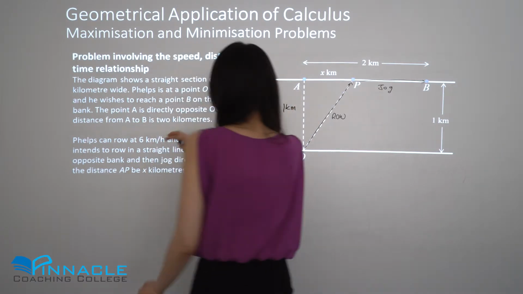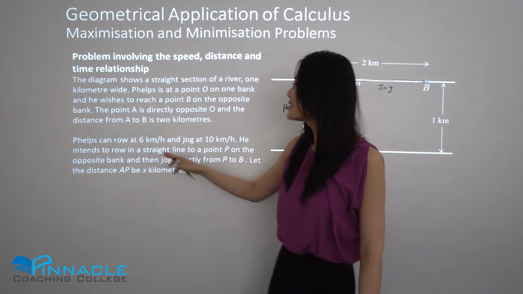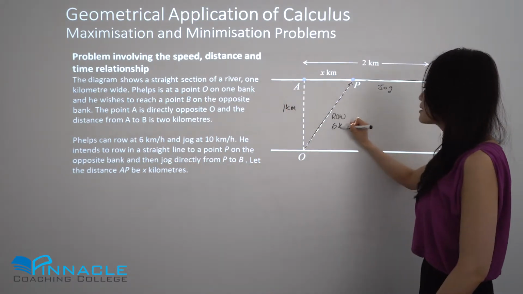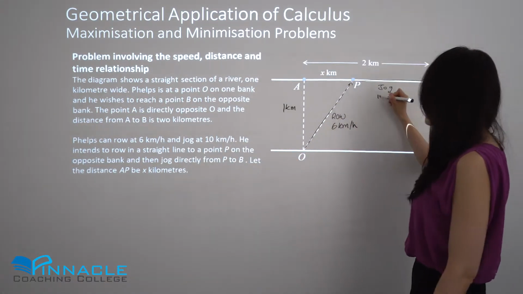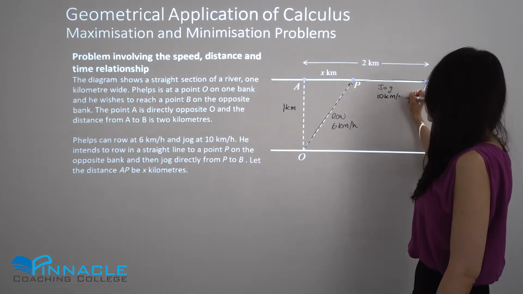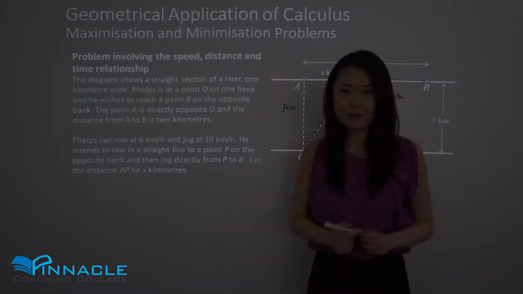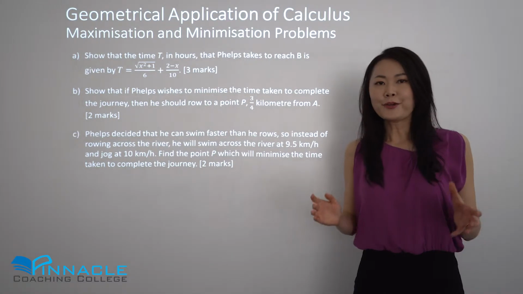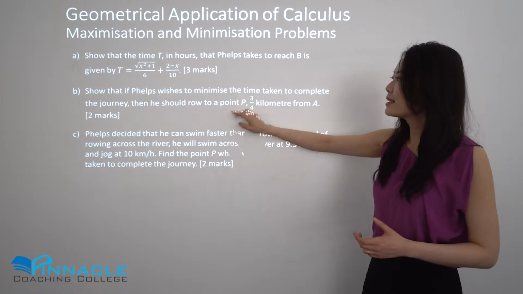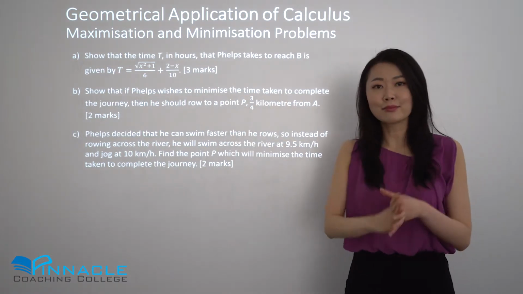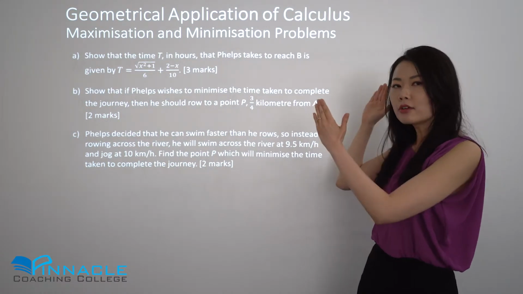If you read the question, we have Phelps here who can row at 6 kilometers per hour, so that's the speed of rowing. And he can jog at 10 kilometers per hour. That's all we know so far. Let's take a look at the question itself. What we are trying to do, in the second part, is minimize the time it takes to complete the journey. If you remember, we're trying to row across the river and then jog along the bank.